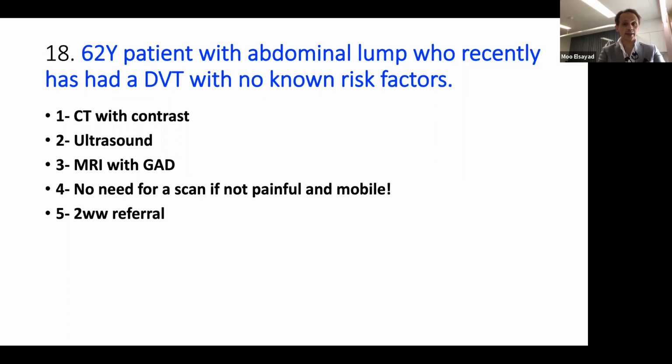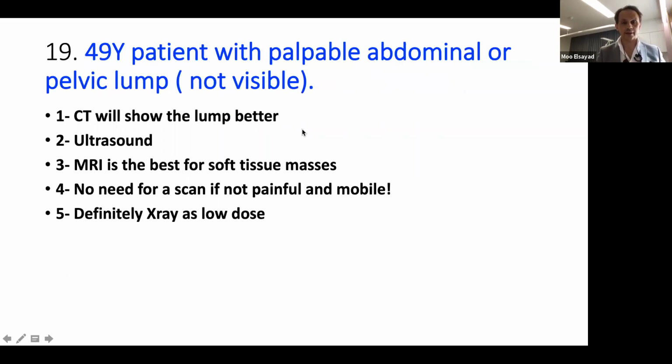And this is worrying, is you've got a lump in the abdomen and there's a DVT. So there must be malignancy or some pressure on the leg causing this DVT. 40 years old patient with palpable abdominal or pelvic lump, not visible, so you can't see it. Perfect. I'm getting 3 and 2 ultrasound.